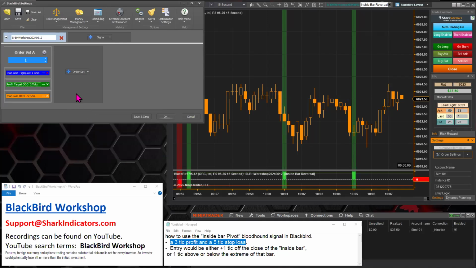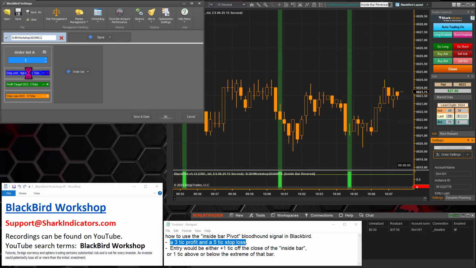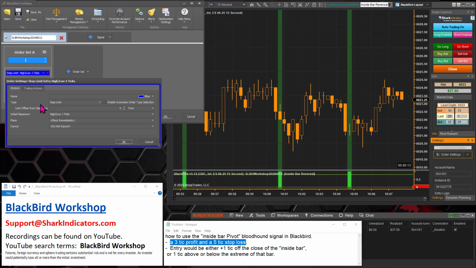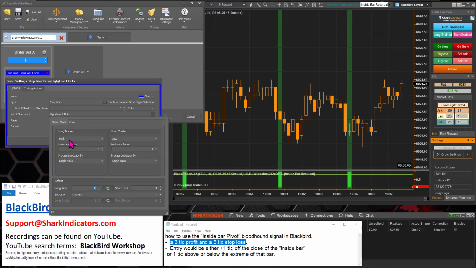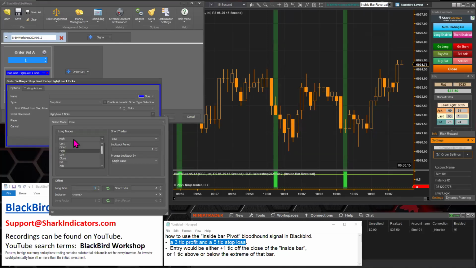Click OK. And for the entry order, it's just a matter of going into the initial placement and doing the same thing. Determining, do you want to use the high and the low of the bar, or do you want to use the closing price, or who knows, maybe even the open price? Something like that.